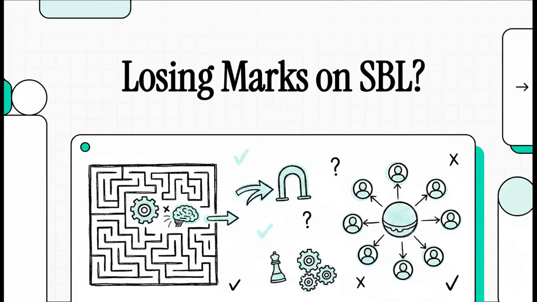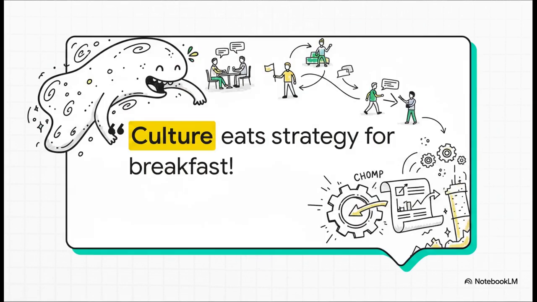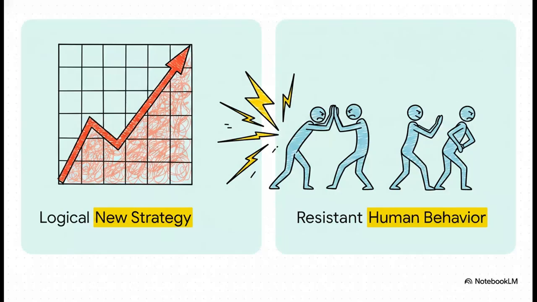Hey ACCA students, you might actually be throwing away easy marks on your SBL strategy questions. Think about it. Why do even the most brilliant, perfectly planned business strategies completely fail? Because culture eats strategy for breakfast. An old workplace culture will literally always crush a shiny new plan. It's a total battle of a perfectly logical strategy going up against super stubborn human behavior.